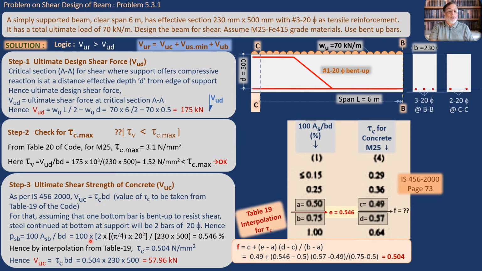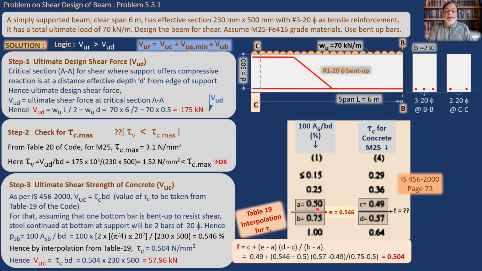So this value happens to be 0.546%. Now why have we calculated this entire value? We have calculated that value because table 19 is asking for that value, right? Now let us look at the values here. This table is giving us 0.15, 0.25, 0.5, 0.75, 1 and continues further. I have taken only a small part of the table which is relevant to our problem, but the entire table you can see in the IS code itself.